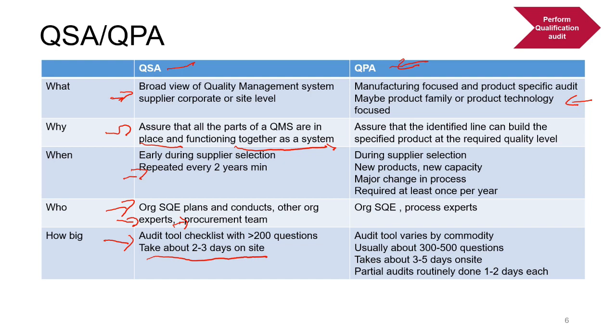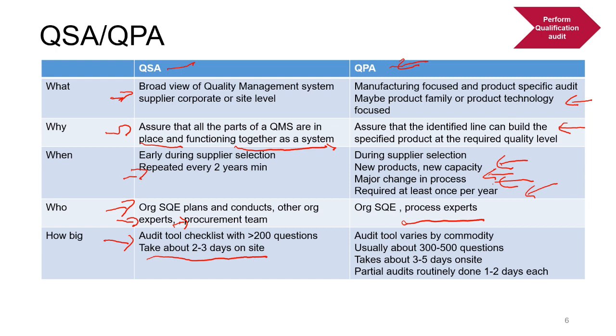It will assure that the identified line or the identified areas can build the specific products as per the customer's or your company's requirement. Then it should be done either during supplier selection when there's a new product, new facilities, or new capacity, new line, any major changes in the process. And normally, as a rule of thumb, it should be at least once per year. And it should be done by organizations, SQE, and also the process expert.